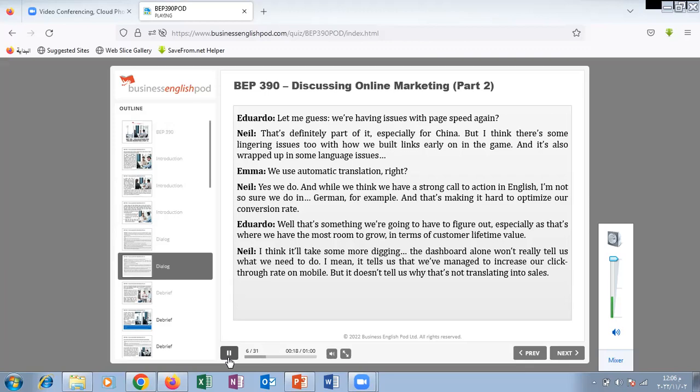We use automatic translation, right? Yes, we do. And while we think we have a strong call to action in English, I'm not so sure we do in German, for example. And that's making it hard to optimize our conversion rate. Well, that's something we're going to have to figure out, especially as that's where we have the most room to grow in terms of customer lifetime value. I think it'll take some more digging. The dashboard alone won't really tell us what we need to do. I mean, it tells us that we've managed to increase our click-through rate on mobile, but it doesn't tell us why that's not translating into sales.